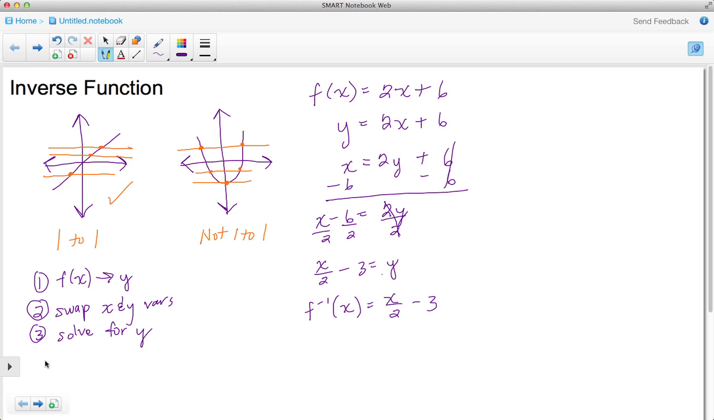Alright, now the fourth thing we want to do is a check. With the check, it says if I take the original function and I input the inverse, the output is going to be the value x. And if I do vice versa, where I take the inverse and I input the original function, then its output is also going to be x. So now let's give this a try. Let's start with the original function, and we're going to input the inverse. Here the inverse is x halves minus 3.